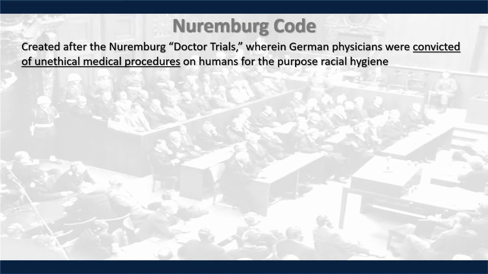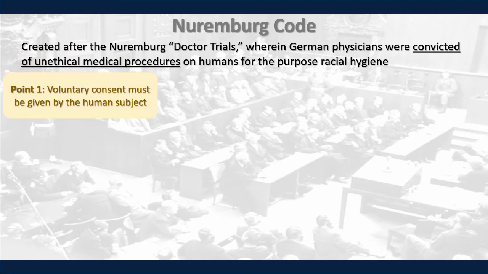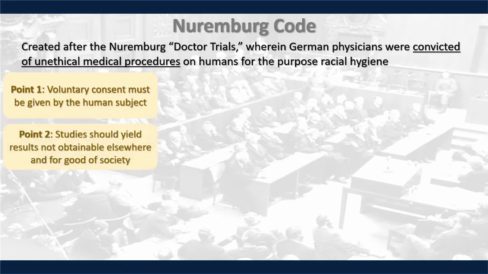10 major points or guidelines of research were created following the Nuremberg trials. These 10 points of the Nuremberg Code serve as minimal criteria that must be met for human subjects research. The first was voluntary consent. This meant that participants must willingly agree to participate in the research project without any coercion on the part of the researcher. The second point was that research should only be conducted if the results cannot be obtained elsewhere, and knowledge from the results obtained must be for the good of society.